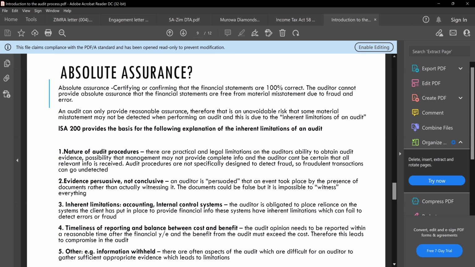And then lastly, other reasons, such as information being withheld. There are often aspects of the audit where it is difficult for an auditor to gather sufficient appropriate evidence, which could lead to limitations, right? So if information is being withheld by the client, you can't give 100% assurance. You can't give absolute assurance that the financial statements are 100% free from material misstatement due to fraud and error. So I just wanted to explain to you guys why the auditor can only give reasonable assurance and not absolute assurance.